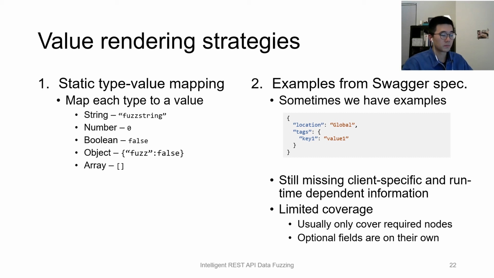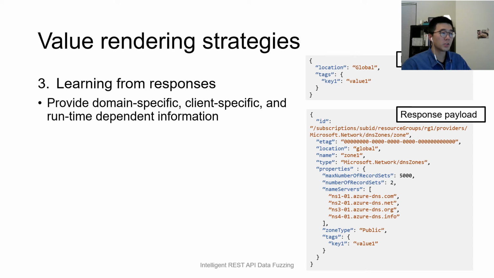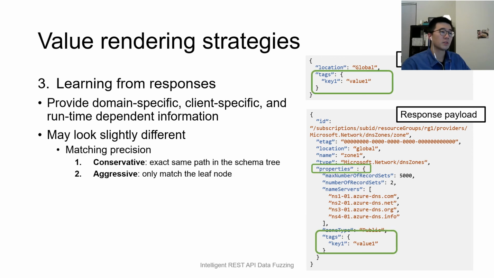The third strategy is to learn from the responses. This can be very helpful because very often the REST API for cloud services has a very rich response, and that response can contain domain-specific, client-specific, or even runtime-dependent information. But the challenge here is that the responses may not look exactly the same as the request. So we have to have a way to do some pattern matching to find how to learn the values.